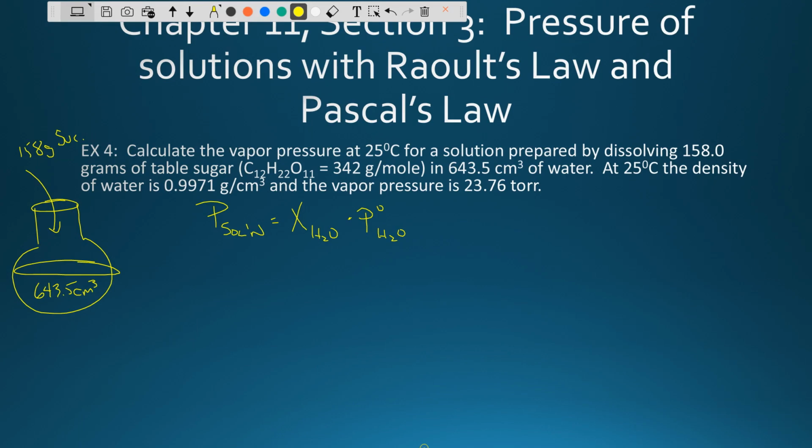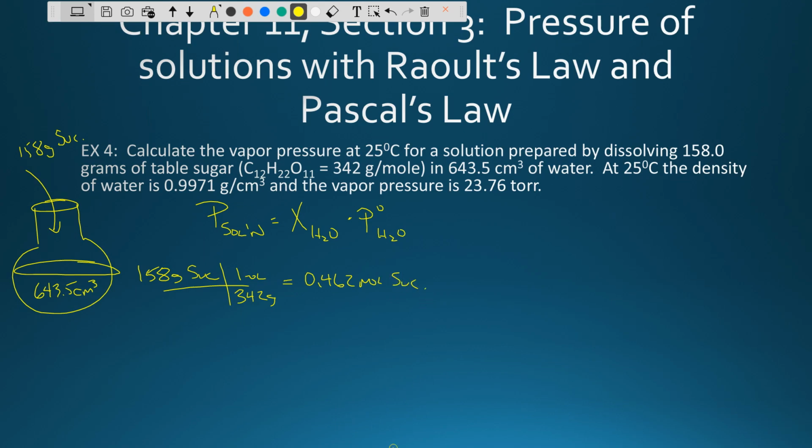Okay, so notice I've got to find my mole fraction. So I have to convert my 158 grams of sucrose into moles. And so that's going to be a rate of 342 grams per mole. And this is going to give me 0.462 moles of sucrose. Okay?